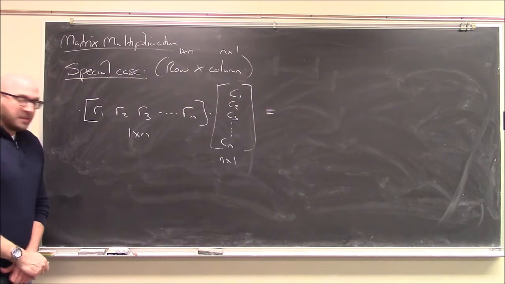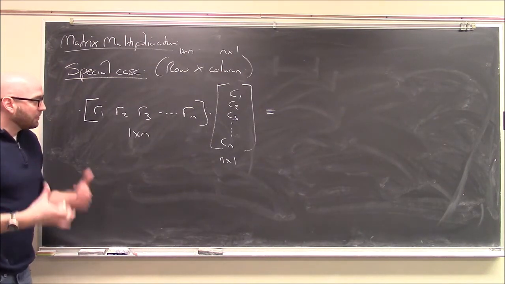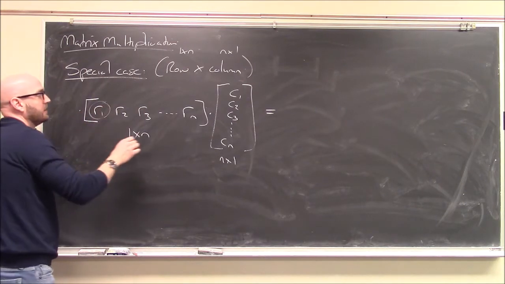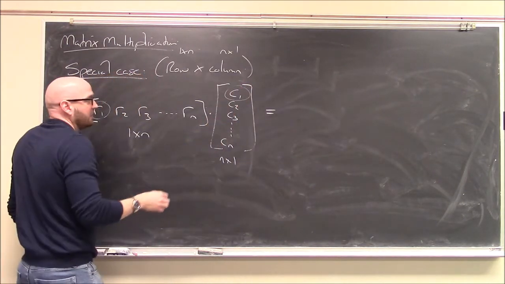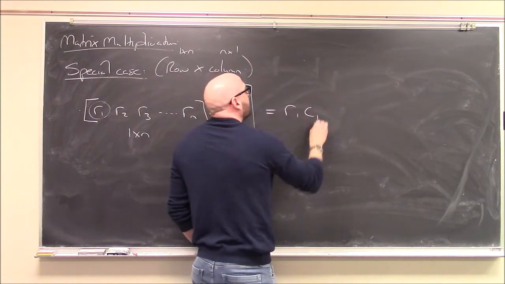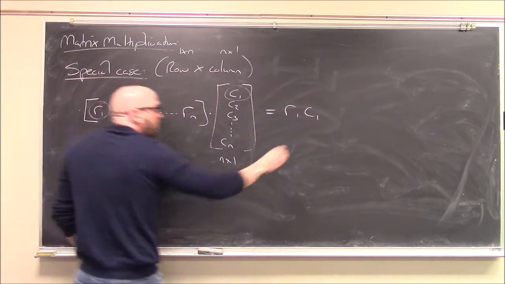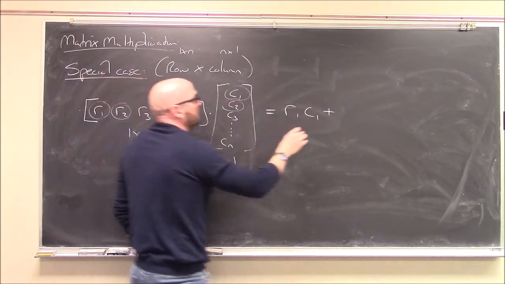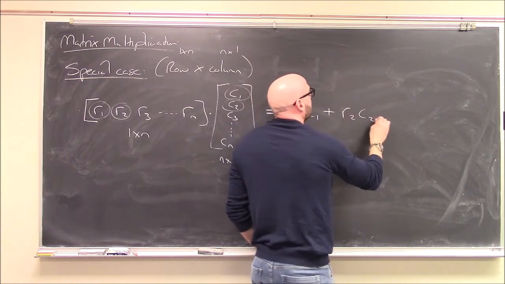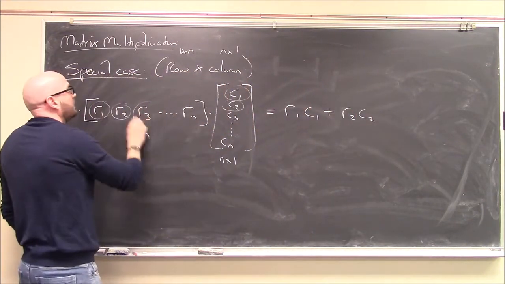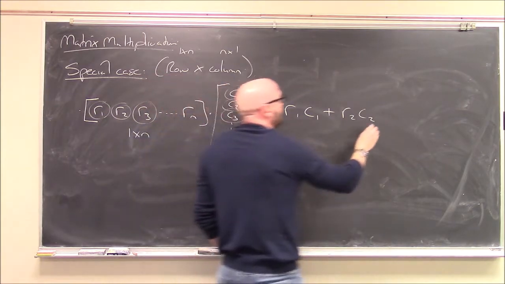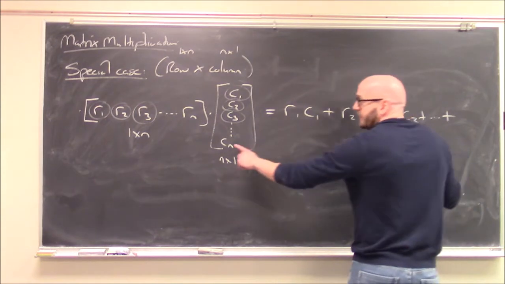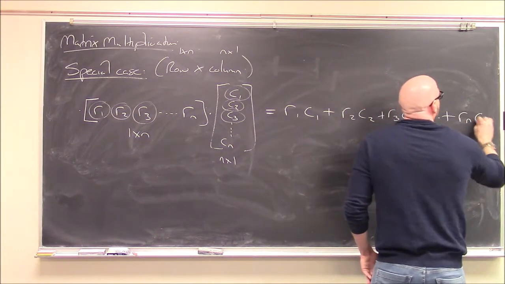And I multiply these together by multiplying the corresponding entries. So I'm going to take the first entry here times the first entry here. So we're going to have r1 times c1 plus r2 times c2. And then I'm going to do the third entry, plus r3 times c3. And we're going to do this until we get to the end, rn times cn.